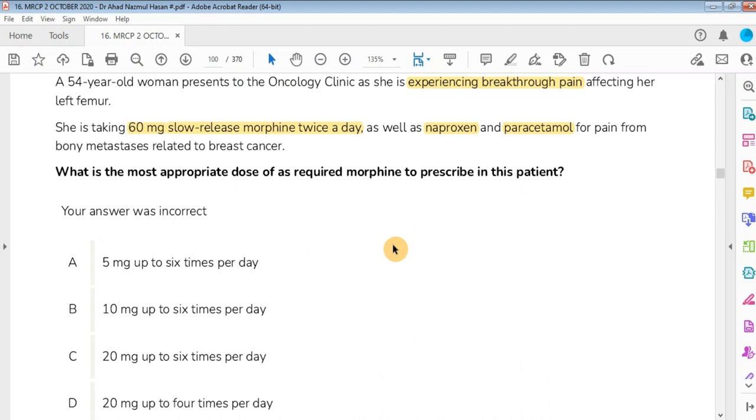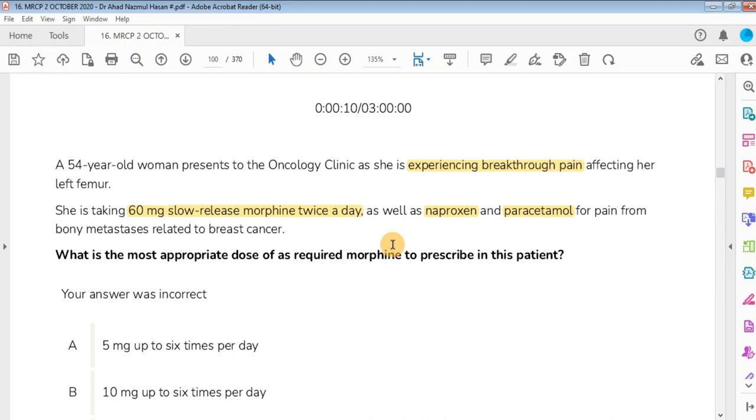A 54-year-old woman presents to the oncology clinic as she is experiencing breakthrough pain affecting her left femur. She is taking 60 mg slow release morphine twice daily, as well as naproxen and paracetamol for pain for bony mets related to breast cancer. So what is the appropriate dose of as-required morphine?